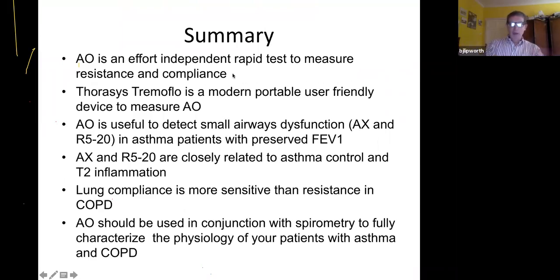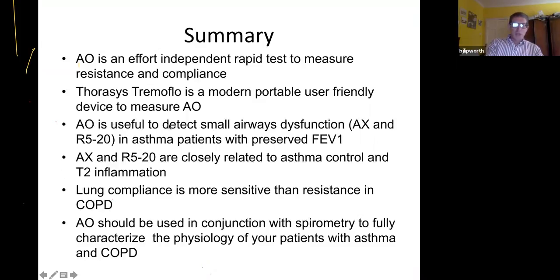So let's finally wrap up. You've seen that airway oscillometry is an effort-independent rapid test. It only takes a couple of minutes. It's much quicker than spirometry, and you can use it to measure resistance and compliance. The Tremoflo device is a modern, portable, user-friendly device to measure airway oscillometry. And that's the one that we've gone with.